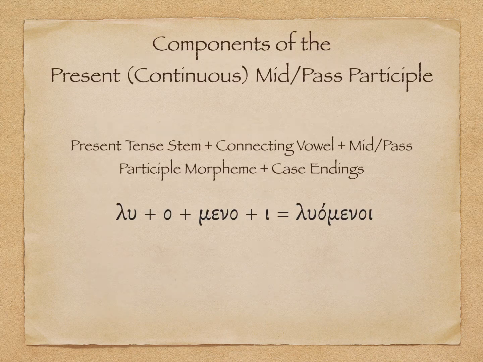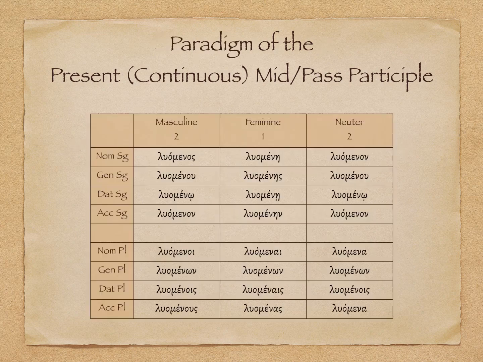So the active participle being identified, now we look at the middle passive. Still present tense stem, connecting vowel, middle passive participle morpheme, meno, and case endings. And here is the paradigm of the present continuous middle passive participle for luo.